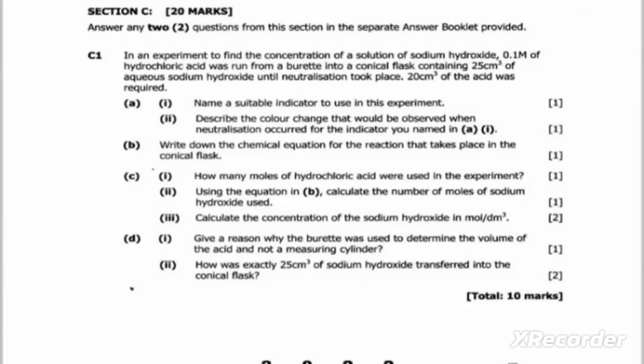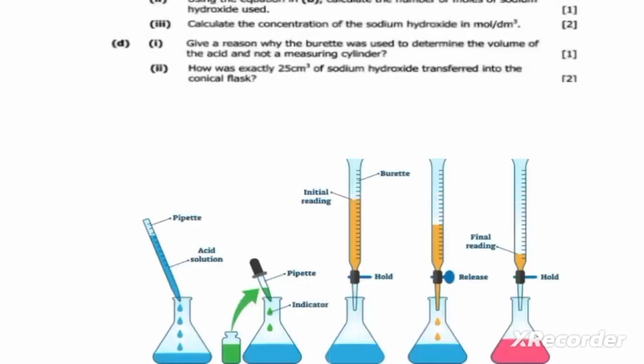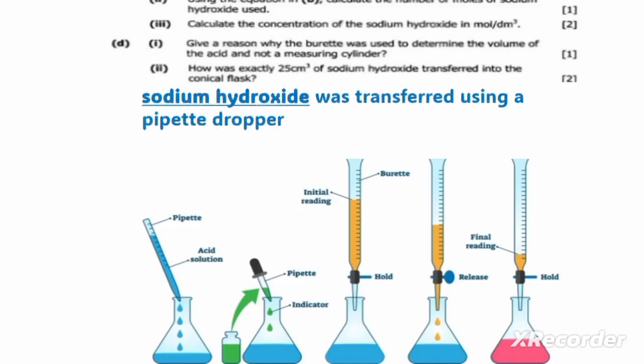How was exactly 25 cubic centimeters of sodium hydroxide transferred into the conical flask? It was transferred into the conical flask using a pipette or pipette dropper. So here we have the pipette apparatus, as we can see. This is how exactly 25 cubic centimeters of sodium hydroxide was transferred into the conical flask. So we are going to say sodium hydroxide was transferred using a pipette dropper.